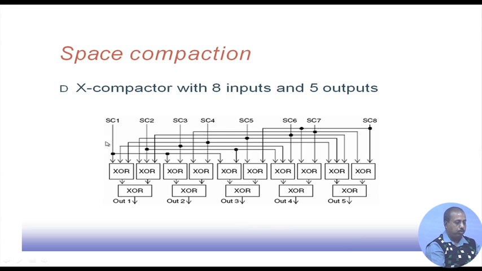If you look into this diagram, here I am taking SC1, here I am getting SC3, here I am getting SC4. These three are coming to the first XOR gate, and for the second XOR gate I am getting SC2, then SC5 and SC6. Then at the output of this XOR gate, all these scan chain values are going to be added to produce this output 1.